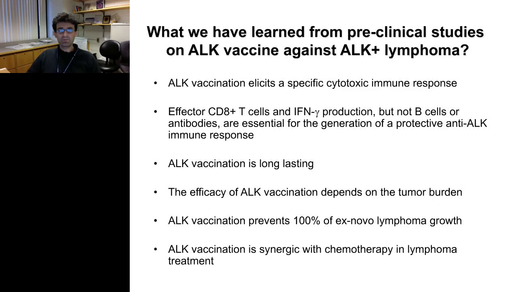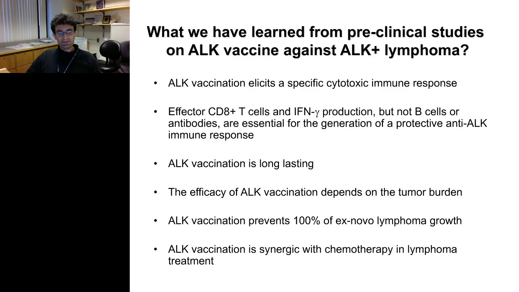So what we learned from these lymphoma studies is that the ALK vaccination elicits a very specific cytotoxic immune response that specifically targets ALK positive cells. Mechanistically, CD8 T cells and interferon gamma production are essential for the vaccine to work efficiently, whereas B cells or antibody production are dispensable. And the ALK vaccination is long-lasting. Up to 7 months, there was still very good efficiency.